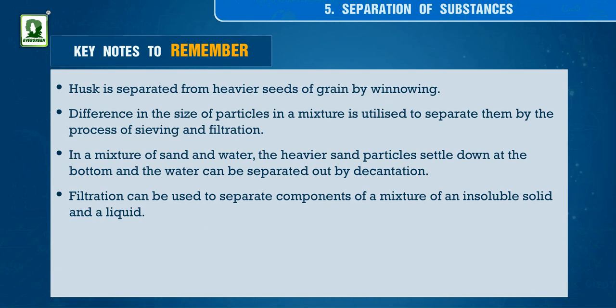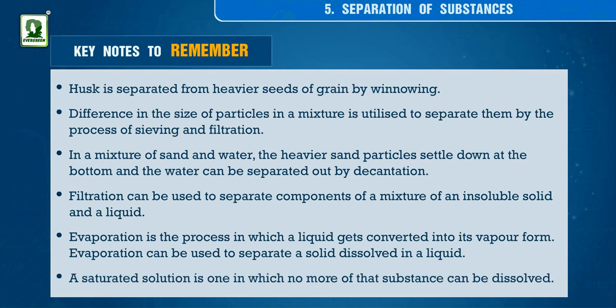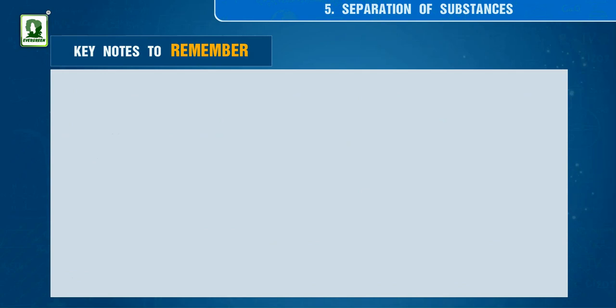Filtration can be used to separate components of a mixture of an insoluble solid and a liquid. Evaporation is the process in which a liquid gets converted into its vapor form. Evaporation can be used to separate a solid dissolved in a liquid. A saturated solution is one in which no more of that substance can be dissolved. Water dissolves a large number of soluble substances in it.